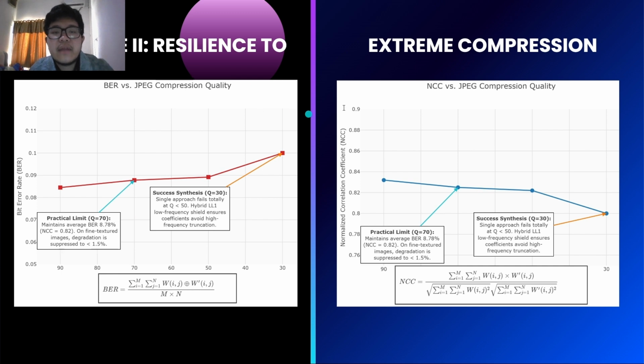Our second piece of evidence demonstrates resilience to extreme compression. We tested our approach under heavy JPEG compression. At a standard quality factor of 70, we maintained a highly practical bit error rate of 8.78% and a normalized correlation coefficient of 0.82. More importantly, even under aggressive compression down to a quality factor of 30, our hybrid low-frequency shielding protected the data, ensuring that the watermark remained fully intact and recoverable.